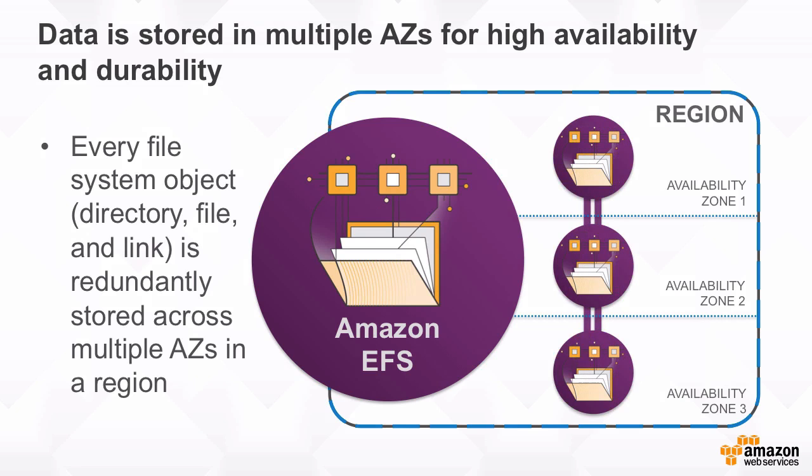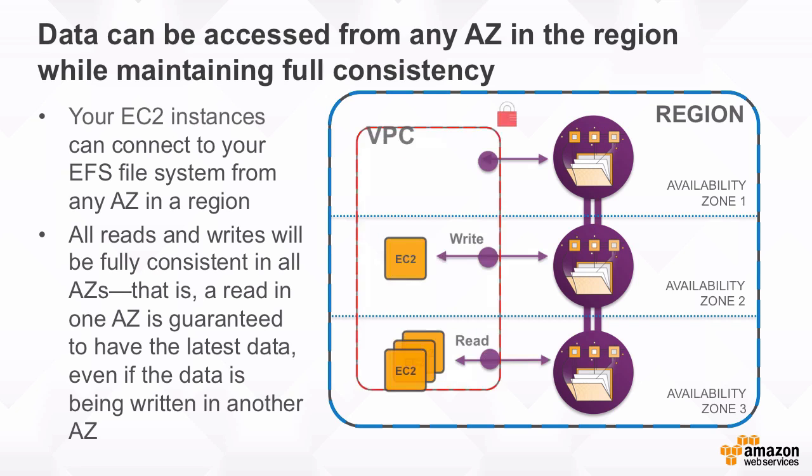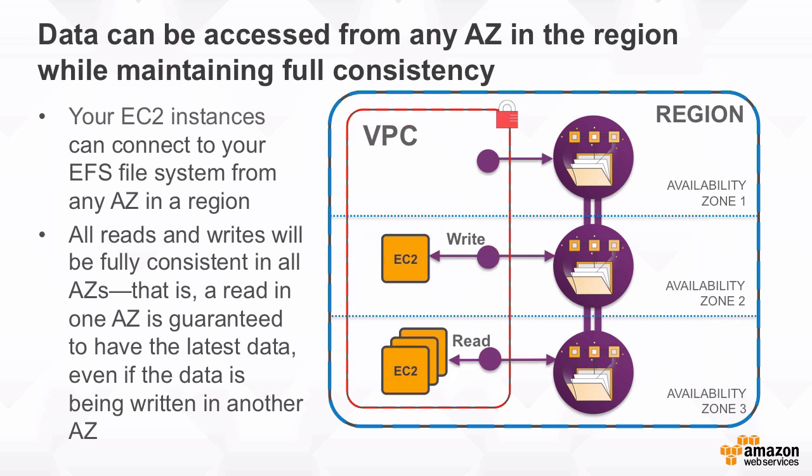All the data within EFS is stored in multiple availability zones to provide high availability and durability. So any system object, a directory, a file, and a link, is redundantly stored across multiple availability zones within a region. And this is automatically done without any configuration on your side. When you access data, we provide read-after-write consistency across different availability zones. So if you read in one availability zone, it's guaranteed that you have the latest data, even if the data has been written in another availability zone.